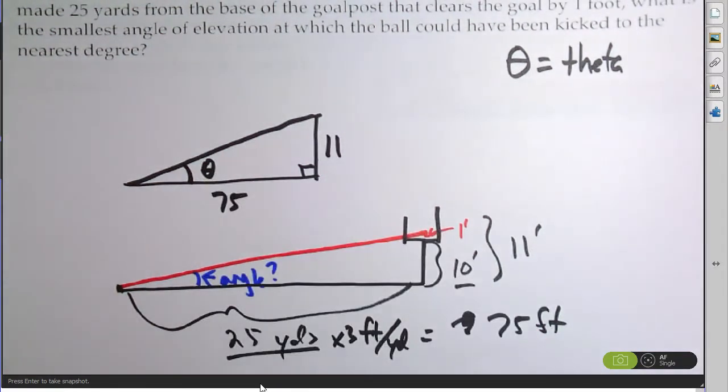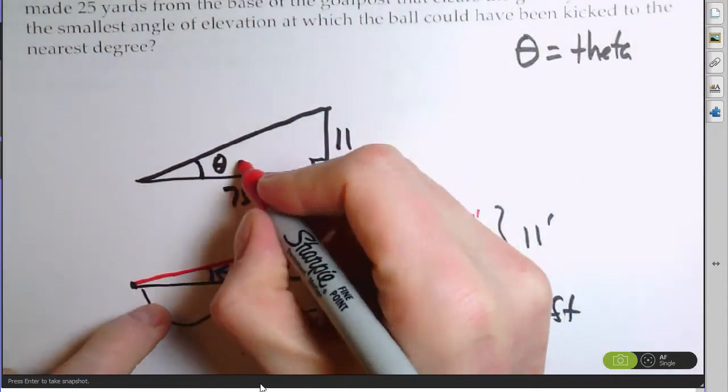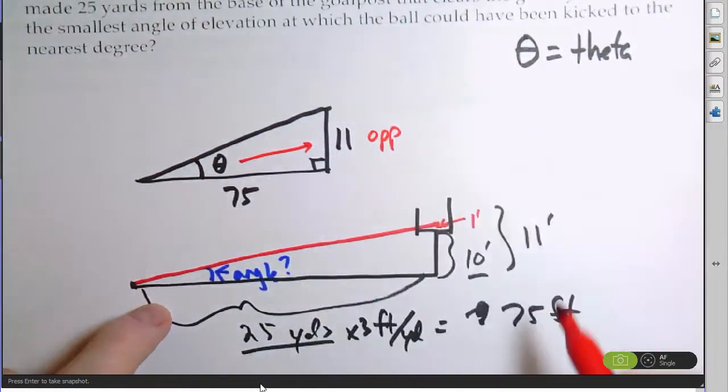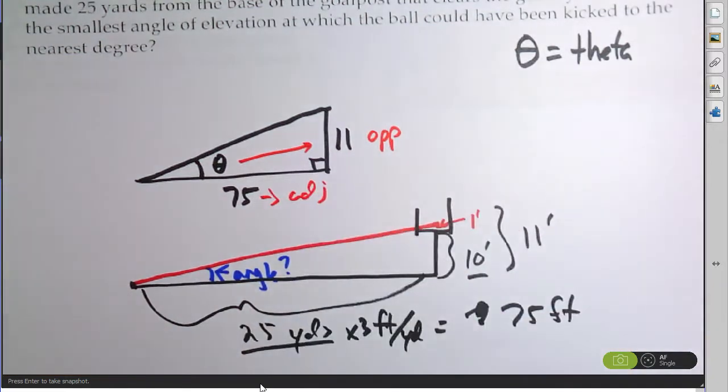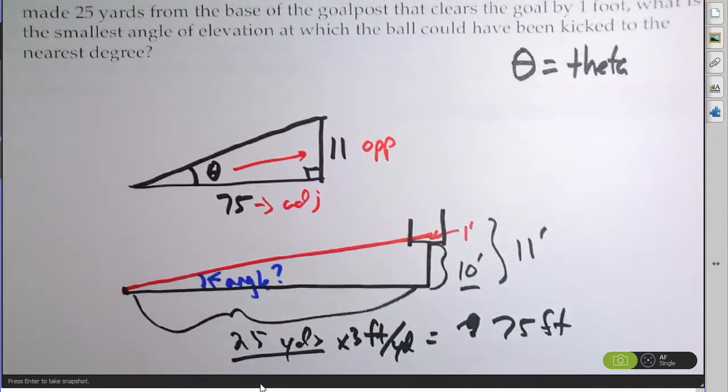And we go back to our trig. Well, what is the 11? The 11 is the opposite. What is the 75? 75 is the adjacent. And so now the question is going to pop up on the screen for you as to which trig function I would use to solve for theta. Would I use sine, cosine, or tangent?